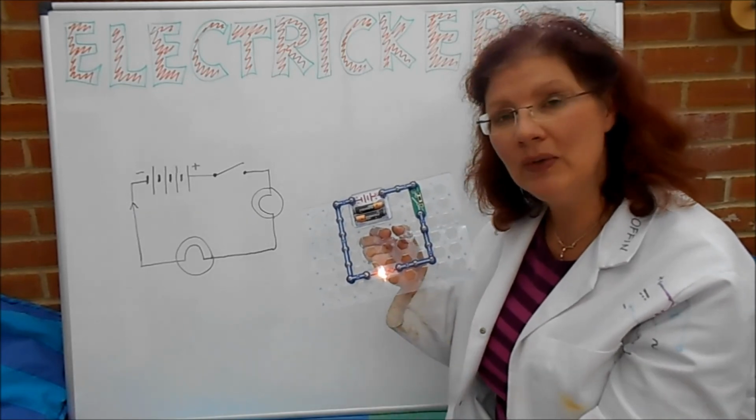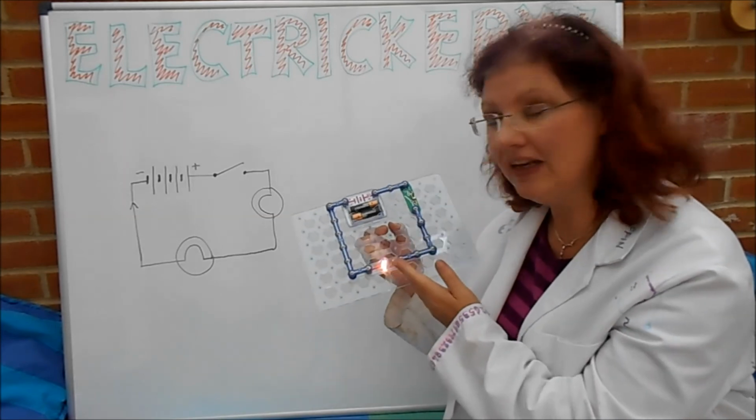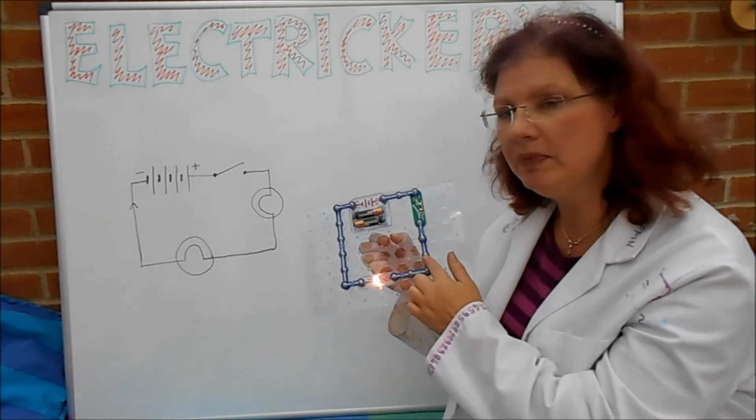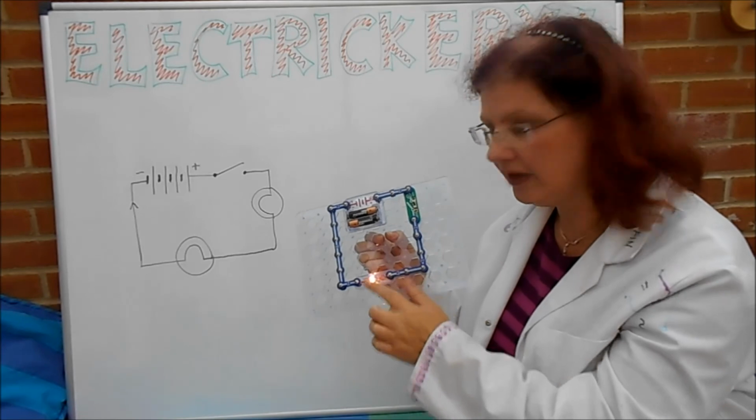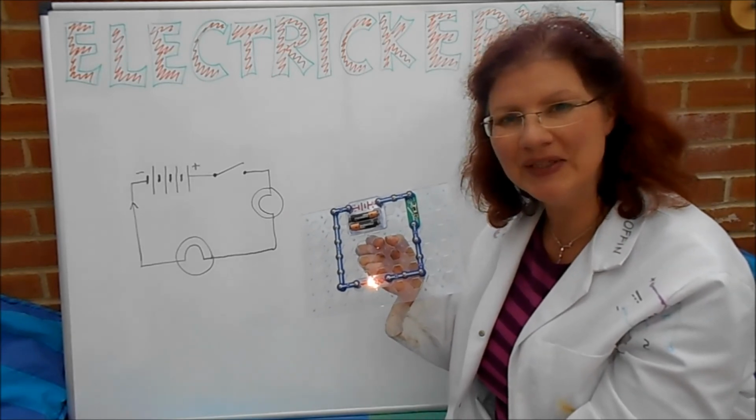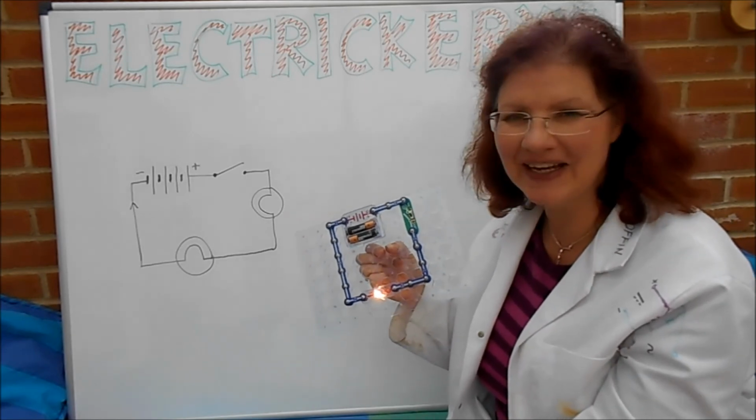So you could have a quick experiment with this, either with a set like this if you've got one, or just some pieces of wire, little croc clips and some little mini bulbs that you can pick up from a hobby shop. So have fun with that, and I'll see you next time, Batty fans.